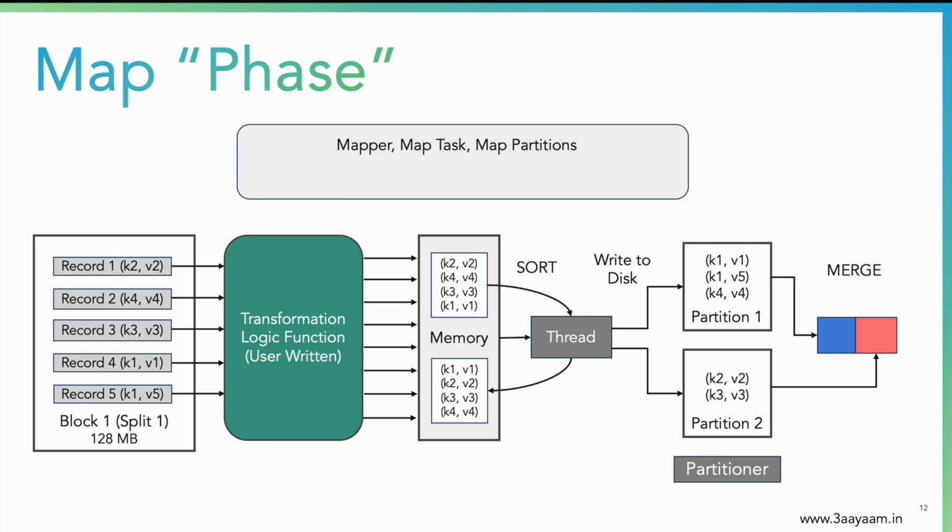It would read individual records, apply the business transformation logic which is written by the user, and then it will do the remaining tasks like putting it in memory, sorting it in memory, writing it to disk based on partitions, and then merging the records in a larger file. So that's why this entire map phase is also called map partitions or mapper or map task.